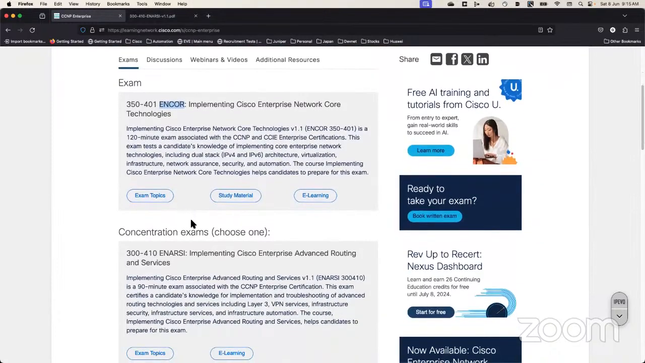And apart from this, a person will also have to clear at least one of the concentration exams. I'm again saying, at least one of the concentration exams. So this NRC, which we are talking about today, is about your advanced routing and services concepts. This is one of the concentration exams, which focuses on Cisco Enterprise Advanced Routing and Services altogether.